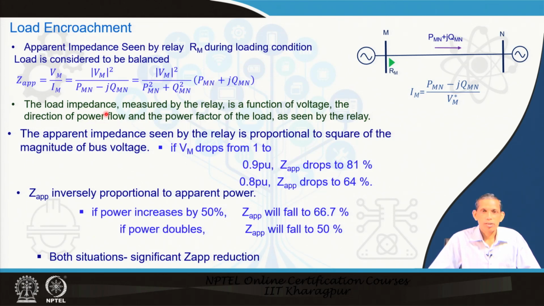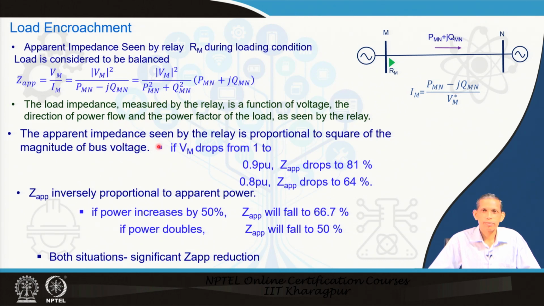So, the load impedance, this is a loading condition. The load impedance measured by the relay is a function of voltage, the direction of power flow, and the corresponding power factor of the load. The apparent impedance seen by the relay, Z apparent, at this moment is proportional to the square of the magnitude of voltage.